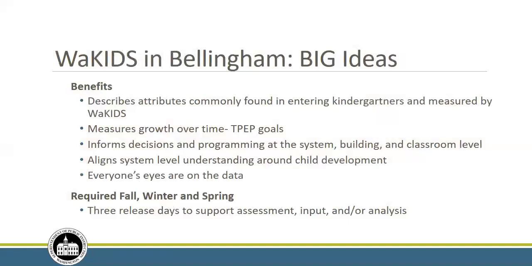A couple years ago when they were working on their contract, they said they wanted it in their contract that they would give this tool fall, winter, and spring because they're finding it so valuable. And it's changing the way we're able to make decisions around support and interventions in our kindergarten classrooms.